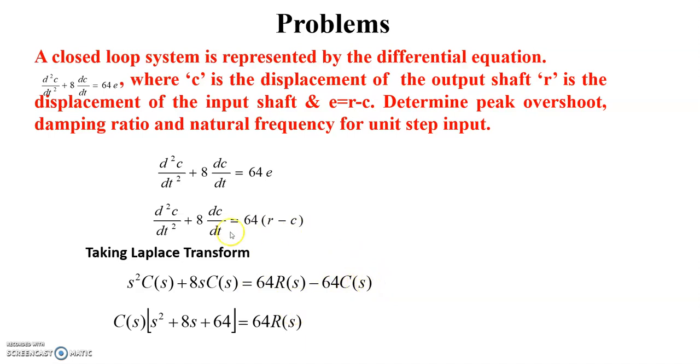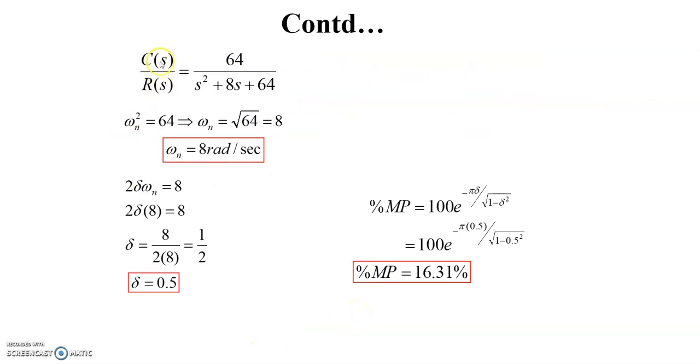You can combine the C of s on one side and R of s on the other side. C of s is common for the three terms. So C of s into s square plus 8s plus 64 is equal to 64 R of s. Now what is C of s by R of s? It is 64 by s square plus 8s plus 64.